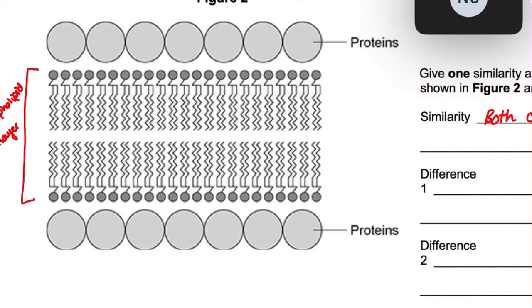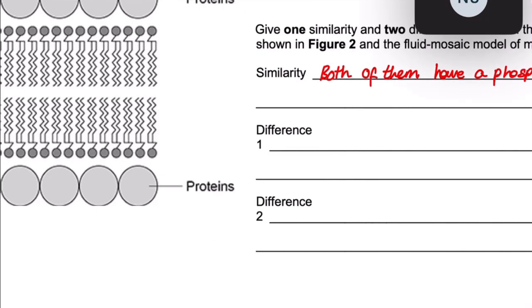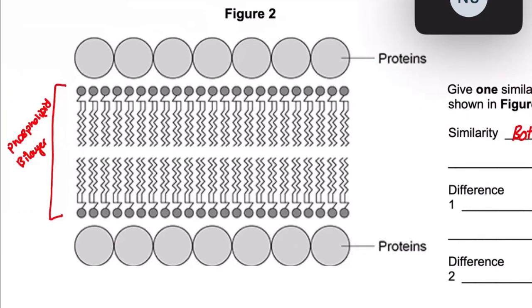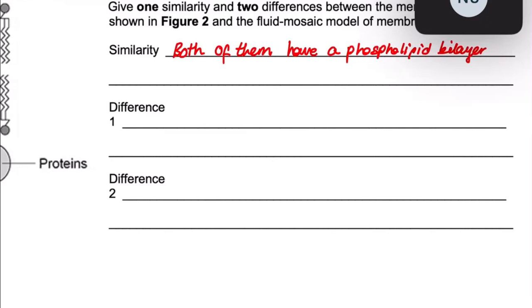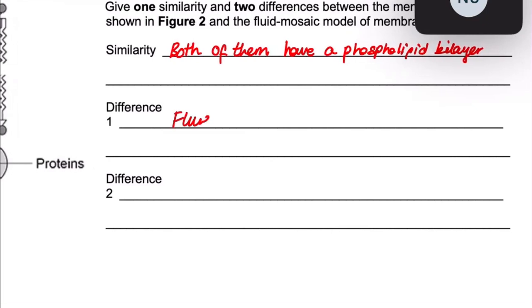What else is present in your fluid mosaic model that is not present over here? The fluid mosaic model also has channel and carrier proteins. In this case, you just have your phospholipid bilayer and the proteins are just on the outside. So you can say difference one: the fluid mosaic model has channel or carrier proteins present within the cell membrane.